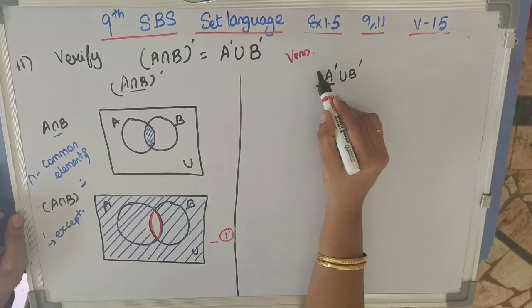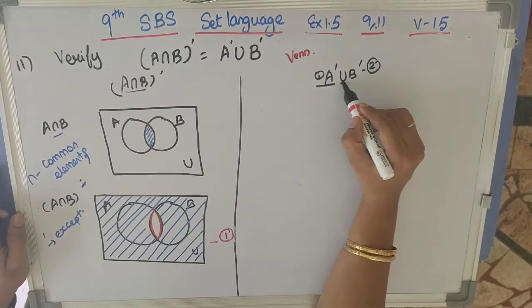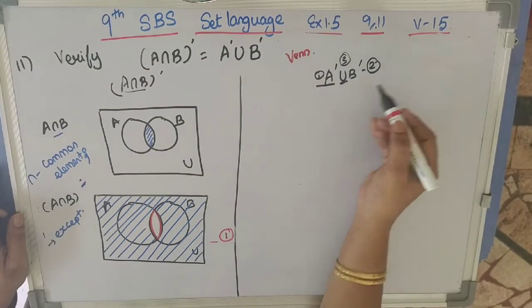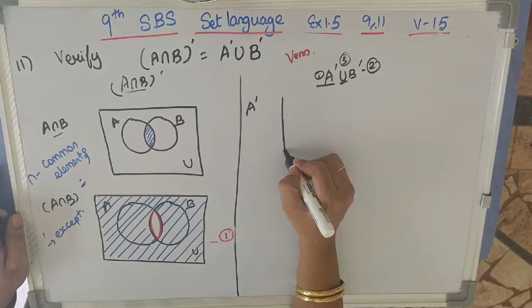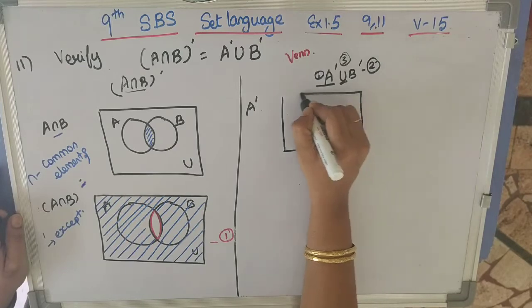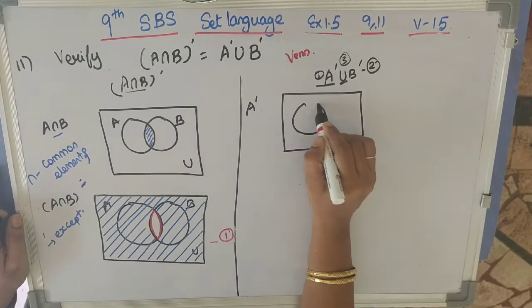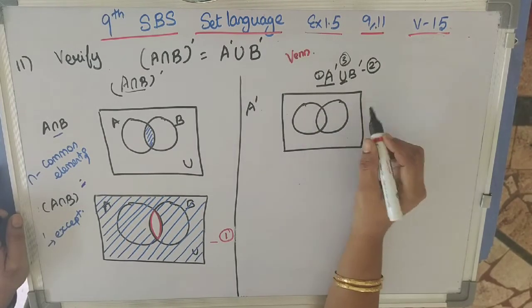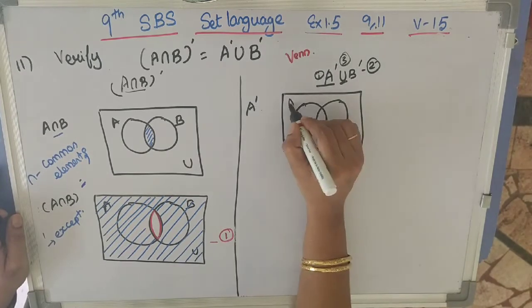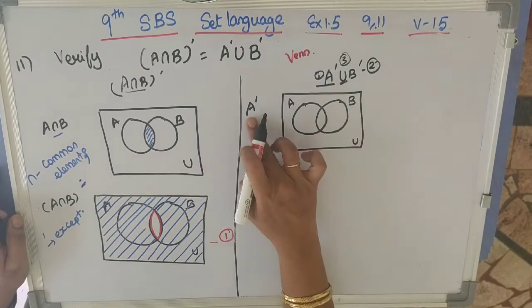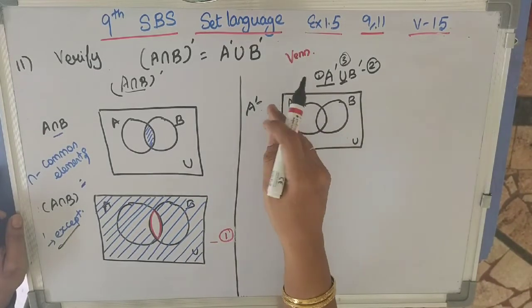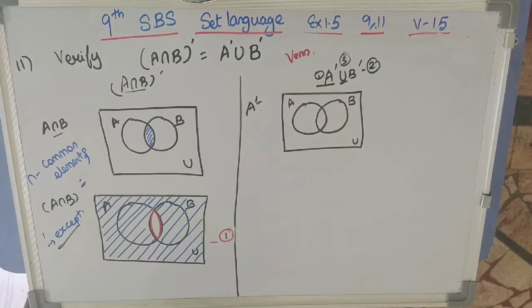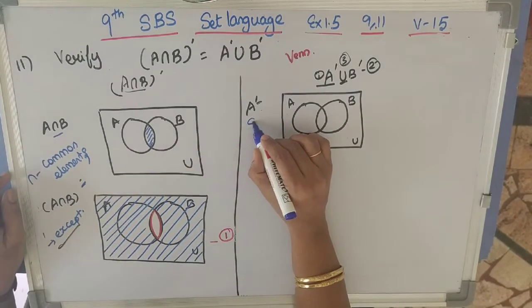For this first we have to find A dash. Then we have to find B dash. Then we have to find the union between A dash and B dash. First let me find what is A dash. Okay? We all can find. Okay? Now I am going to draw A and B inside the universal set U. Now what is A dash? I have already said the meaning of dash is except. So A dash means except A, the entire universal set.